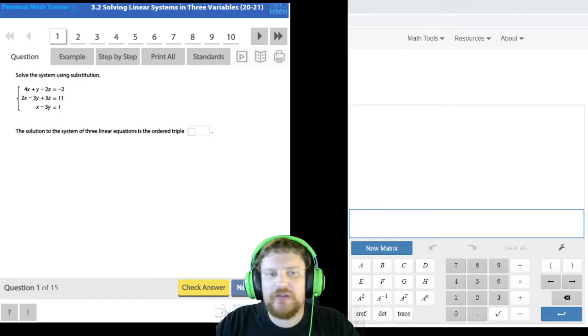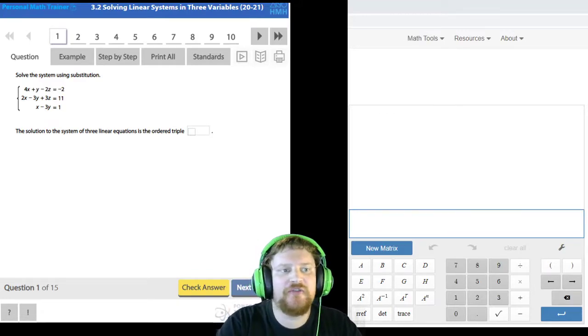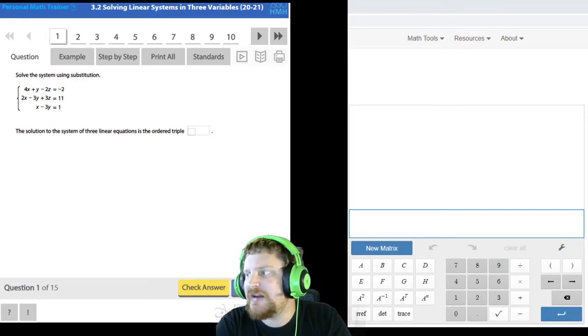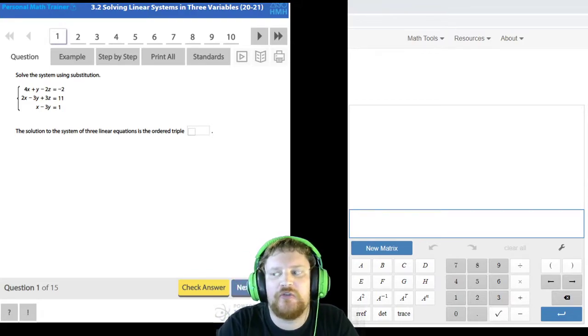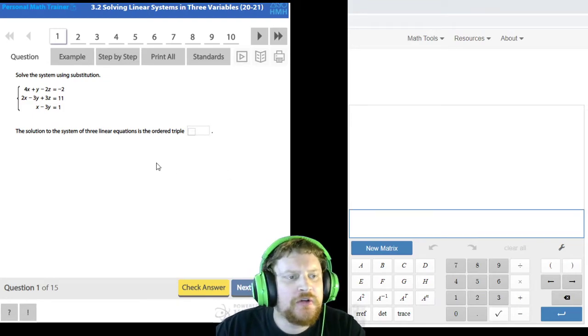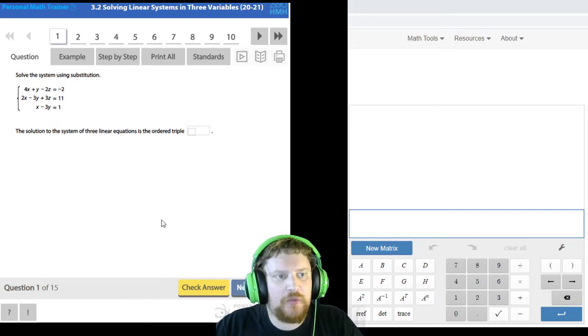So you can see here that I've got pulled up on your left the homework assignment, and on the right I have the Desmos matrix calculator, the easiest way to solve the problems that we have. So let's go ahead and start with problem 1.